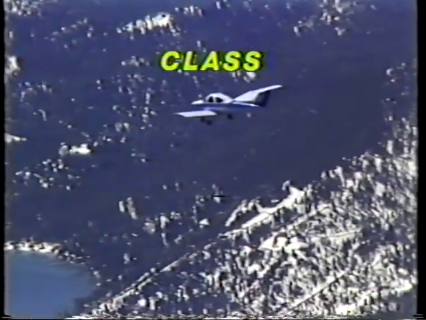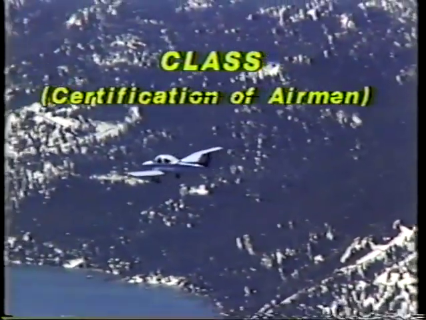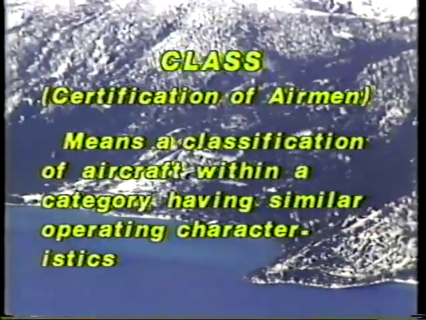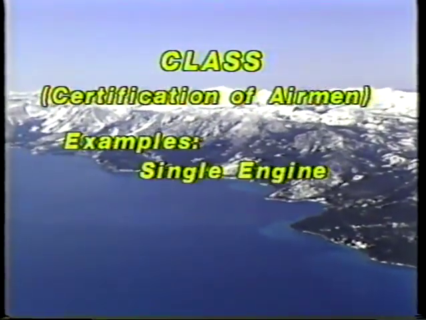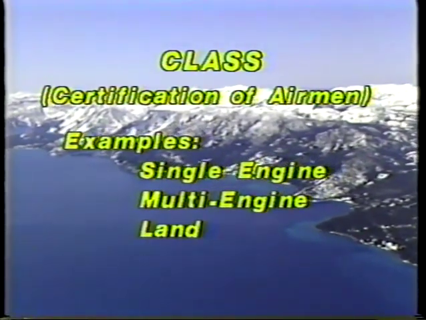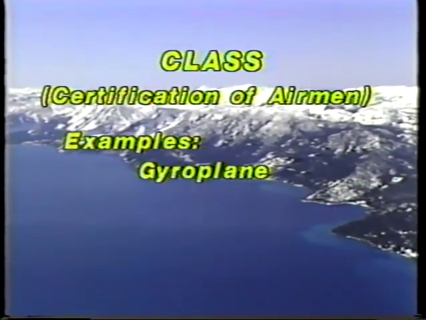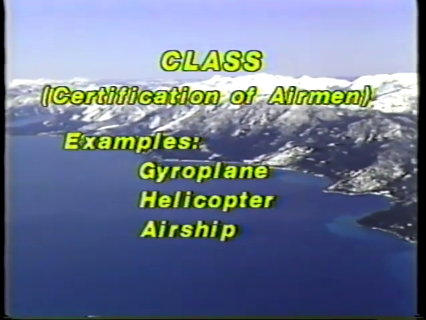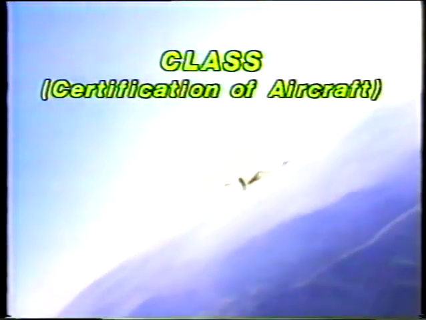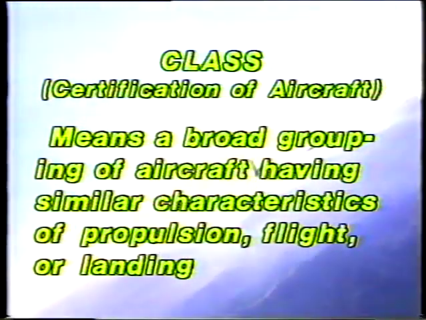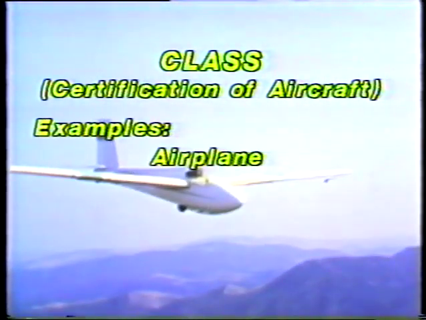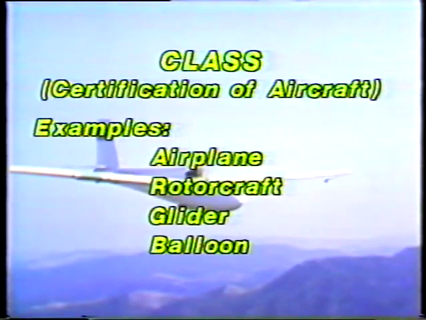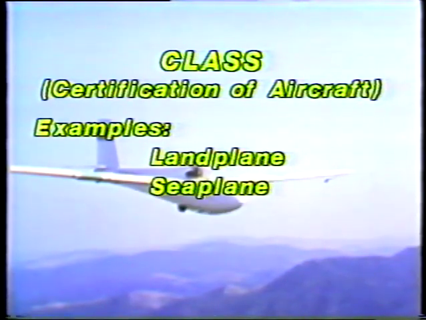The word class, when used with respect to certification, ratings, privileges, and limitations of airmen, means a classification of aircraft within a category having similar operating characteristics. Examples include single engine, multi-engine, land, water, gyroplane, helicopter, airship, and free balloon. When used with respect to certification of aircraft, class means a broad grouping of aircraft having similar characteristics of propulsion, flight, or landing. Examples include airplane, rotorcraft, glider, balloon, landplane, and seaplane.